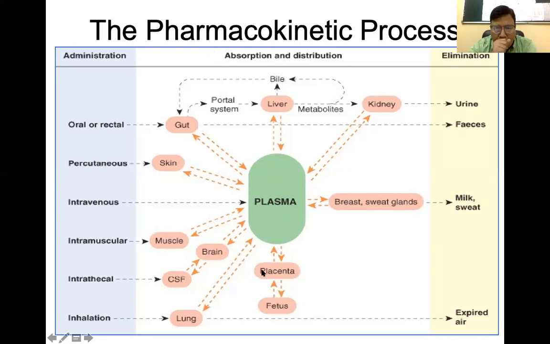In pregnant females, it is the placenta through which the drug reaches the fetus from the plasma. The drug can go to the kidney and be excreted in urine, or go to various glands such as the sweat gland or the breast, and be excreted in the milk and the sweat. So the excretory products of the drug can be excreted through the urine, feces, milk, sweat, or the exhaled gas. That is how the drug comes out of the body.